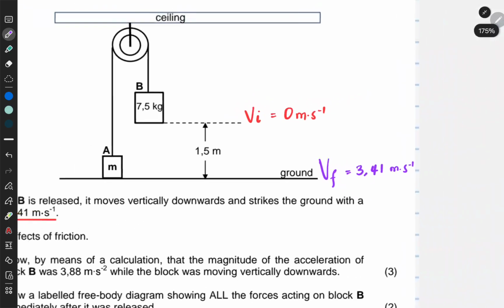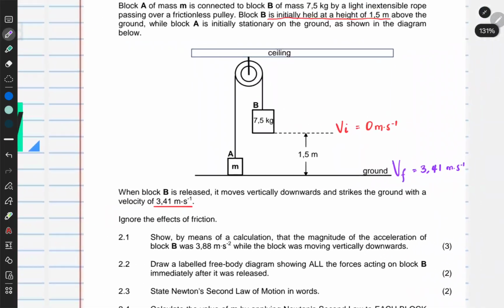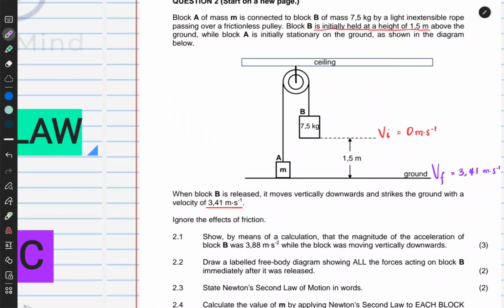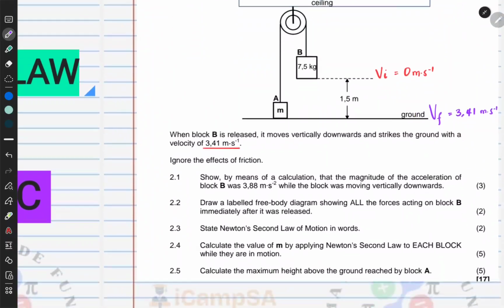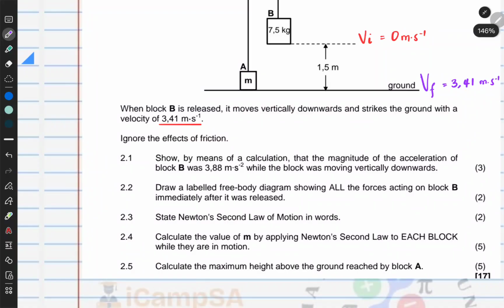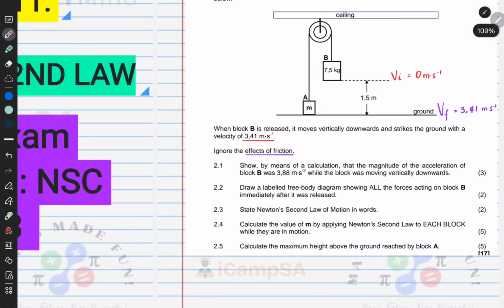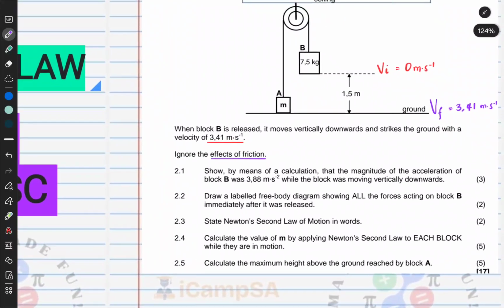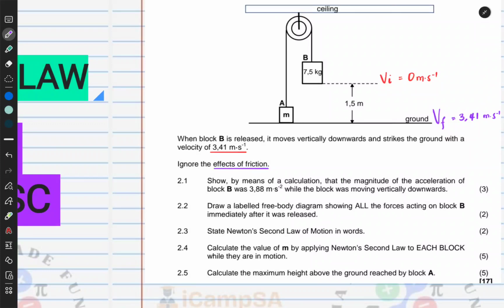See, now we're just collecting data. We haven't even started solving the problem. Right. So we have those two pieces of information. Of course, we're given the mass of the block and so on. So let's go ahead and check, they're telling us to ignore the effects of friction. So this is an isolated system. Okay. So now we're at 2.1. Show by means of a calculation that the magnitude of the acceleration of block B was 3.88 meters per second squared while the block was moving vertically downwards.